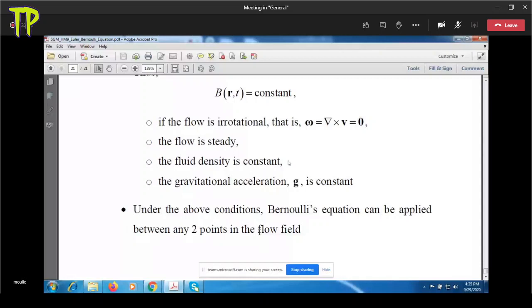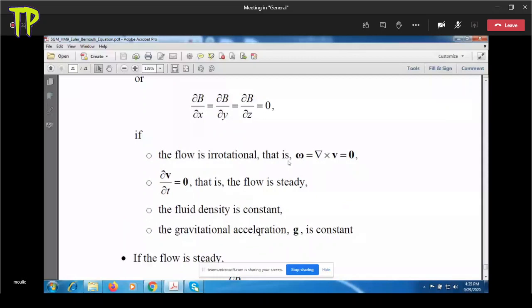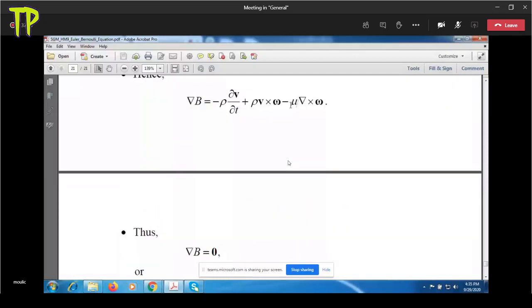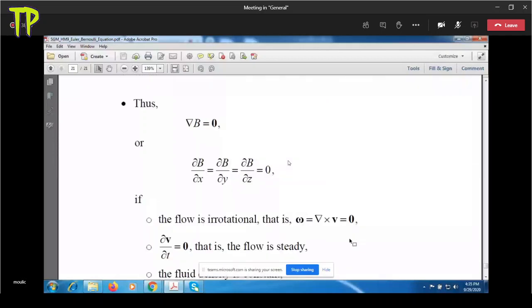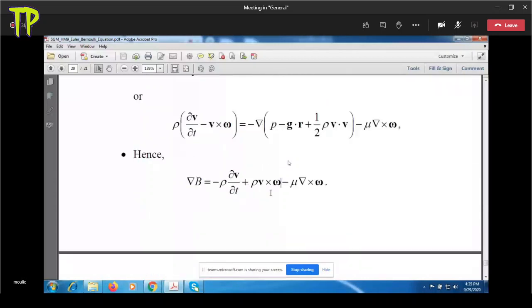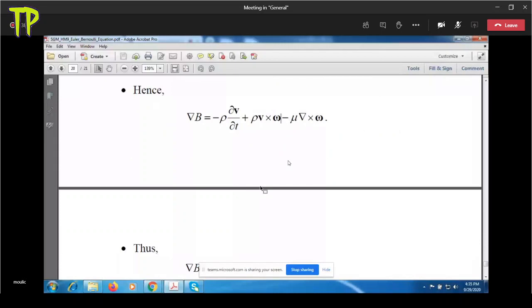But if you consider, say, inviscid flow, mu is 0. If it's steady, del v del t is also 0. But you could have steady inviscid rotational flow where this vector omega, which is curl of v, is non-zero. In that case, grad of v will not be equal to the zero vector. So v will vary with position, but if you move along a given streamline, then the change of v will be 0 because along a streamline, this quantity v cross omega is perpendicular to v.